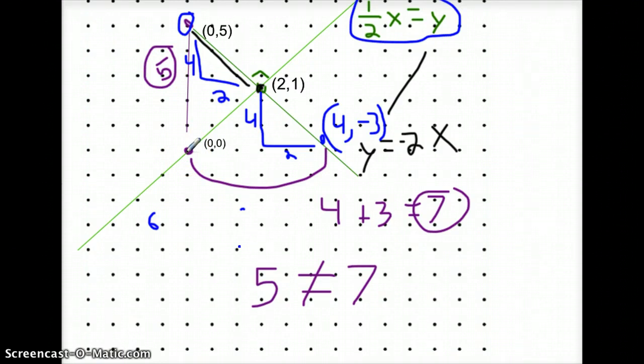So I have point (0, 0) to point (4, -3), and again, not quite to scale. And the way I can find this is by going, well, 0 and 0, I'm going 4 over and 3 down, so I have a distance of 7. Because I know the distance between these 2 points is 7 and these 2 points is 5, they're not the same, which means this is not an isometry.